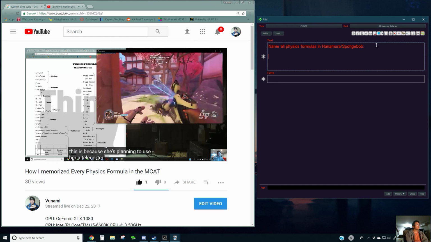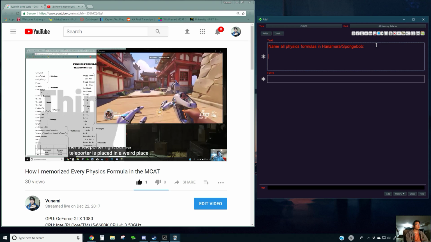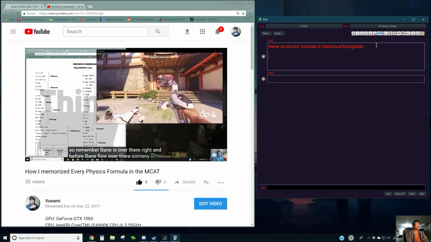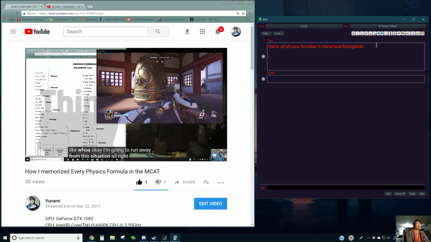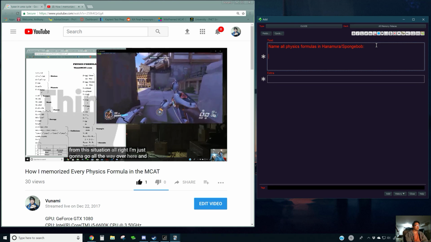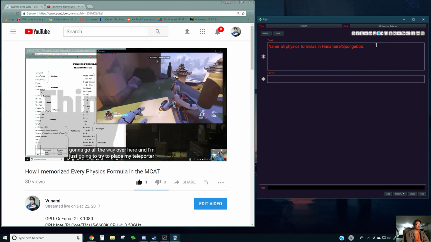This is because she's planning to use her teleporter, right? But her teleporter is placed in a weird place. So remember Bane's over there, right? And before Bane flew over there, Symmetra's like, whoa! She moves to her left, right? She's like, whoa! Okay, I'm going to run away from this situation. I'm just going to go all the way over here. I'm just going to try to place my teleporter over here, okay?